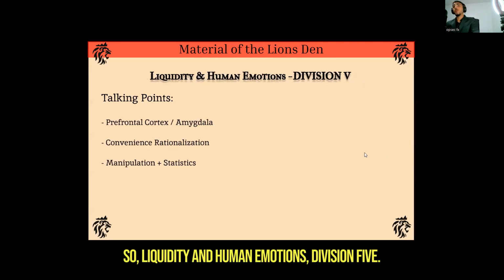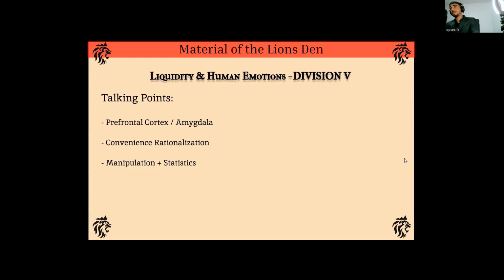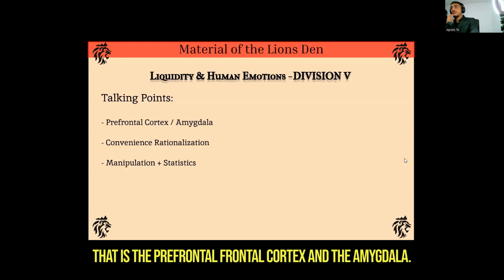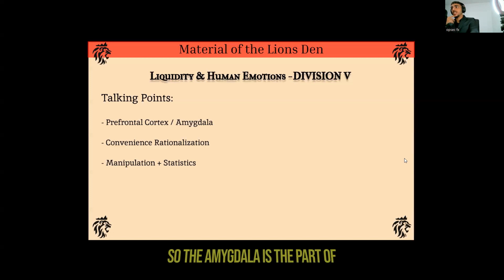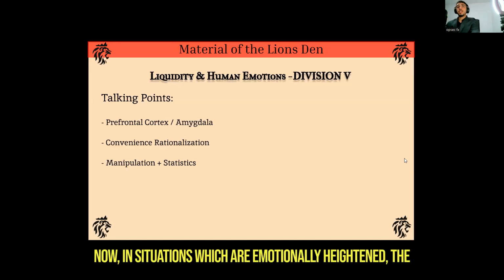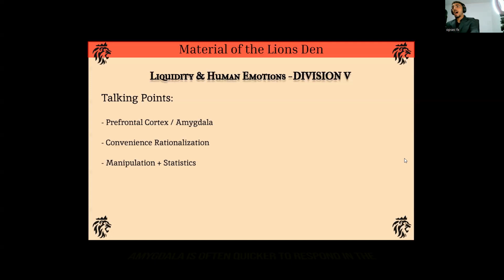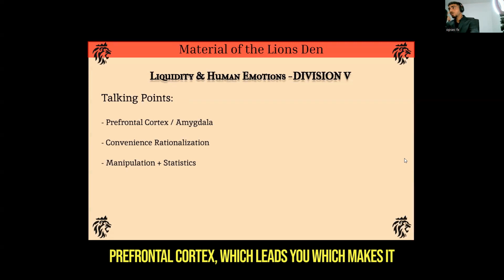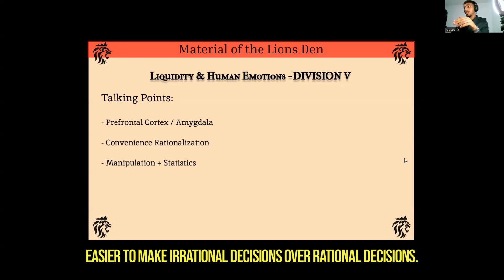So, liquidity and human emotions, division 5. The first thing you guys need to understand about emotions is you need to understand a little bit of neuroscience. That is the prefrontal cortex and the amygdala. The amygdala is the part of the brain that's responsible for the emotions, and the prefrontal cortex is what's responsible for rational thought. Now, in situations which are emotionally heightened, the amygdala is often quicker to respond than the prefrontal cortex, which makes it easier to make irrational decisions over rational decisions.